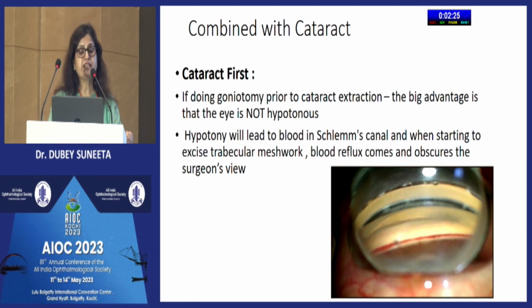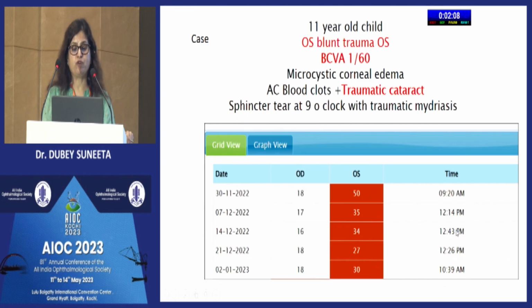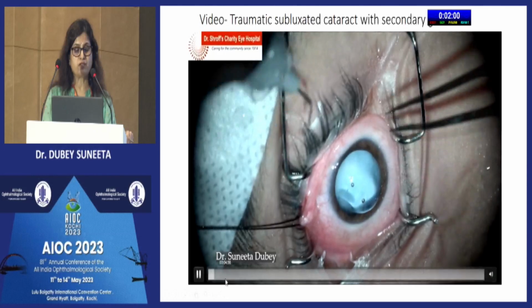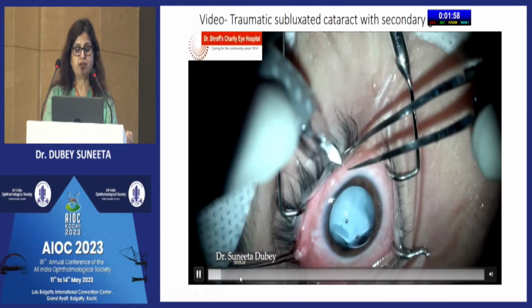So when you combine these procedures with cataract, I usually perform cataract first because the big advantage is that the eye is not hypotonous and it will not lead to excessive blood in the Schlemm's canal, which can hamper or obscure the view. I perform the cataract surgery first, as in this particular patient, a patient with trauma, with traumatic cataract, intractable glaucoma. He had this total traumatic cataract with PC rupture.